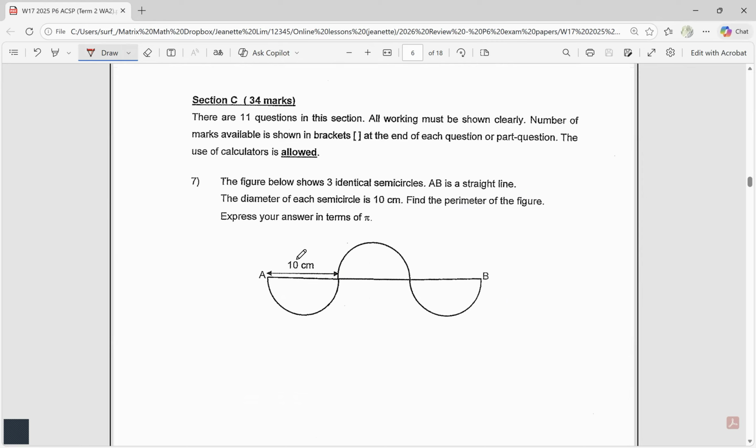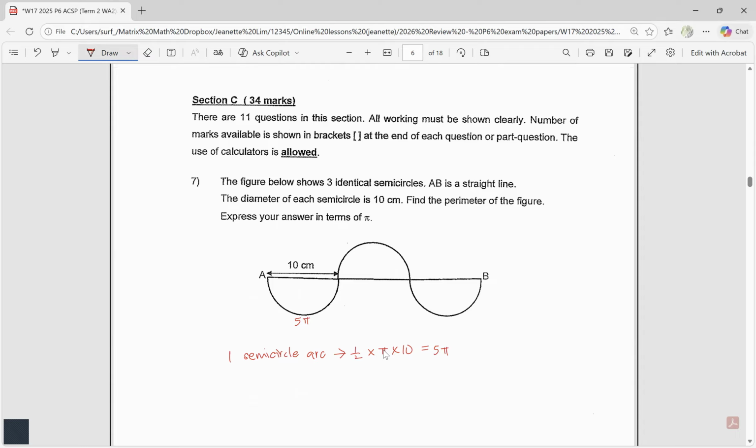Okay, so one semicircle arc. The arc of a semicircle is half times pi times diameter, which is 10. Let's find that first. One semicircle arc, half times pi times 10. Because they want us to leave the answer in terms of pi, you have to leave your pi there. So over here you have half times 10. Half times 10 is 5. 5 times pi is 5 pi. So this is 5 pi.